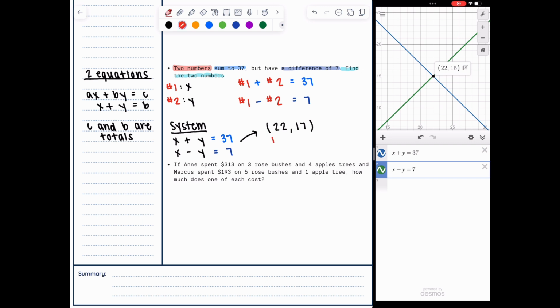One of the things you can do here is you can always check and ask yourself, do these numbers actually add up and then subtract to what they're supposed to? So you can check yourself. In my answer, 22 plus 17 is not 37. So that's a good way to catch yourself and notice that I should have written 22, 15, but I wrote 22, 17. So you can check yourself and say, well, 22 plus 15, those two numbers do add to 37, and 22 minus 15 is 7.